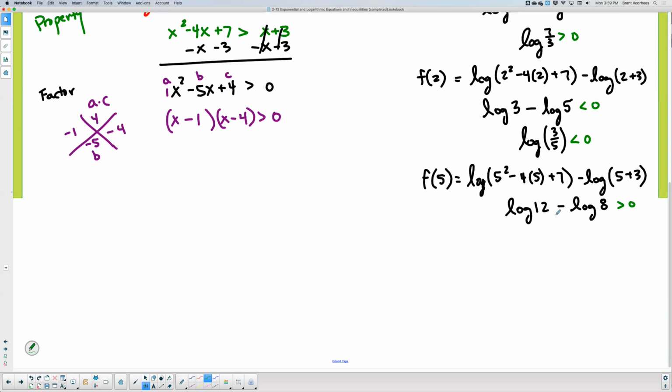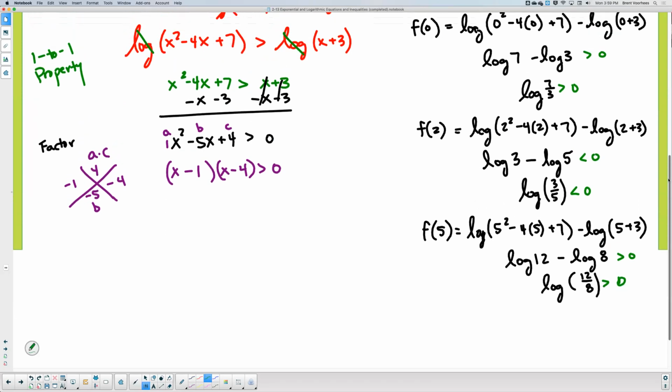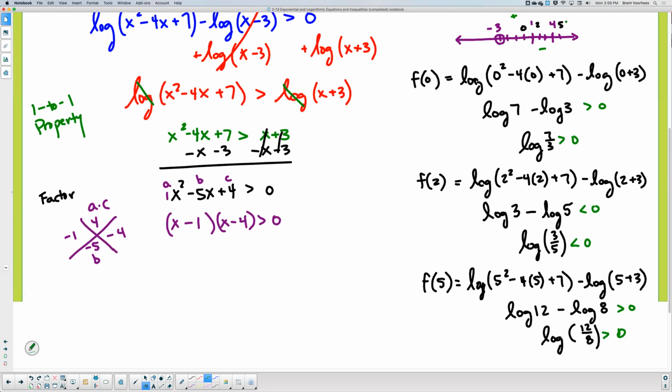Now, how do I know that? Because those are growth. And I could rewrite this as log of 12 over 8. Since that's greater than 1, and 10 to the 0 is 1, this is greater than 0. And so this is positive logarithms over here.